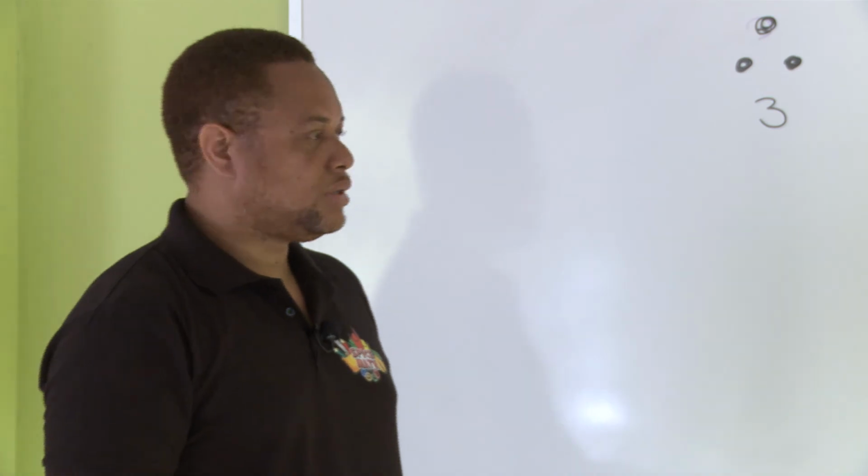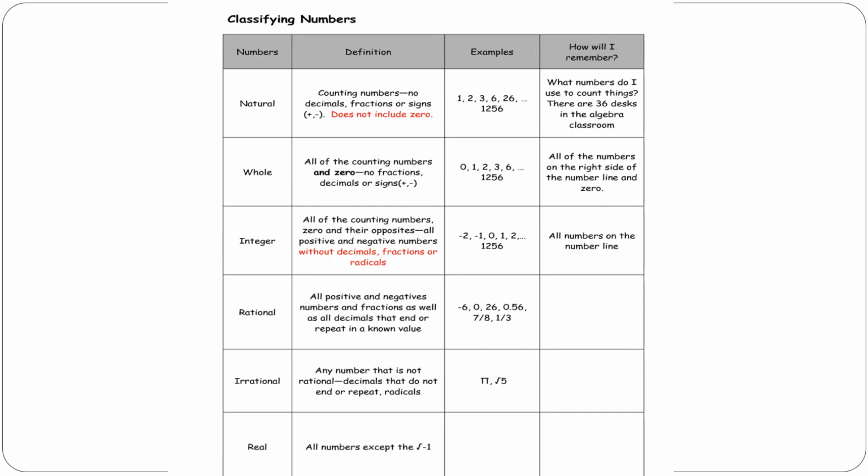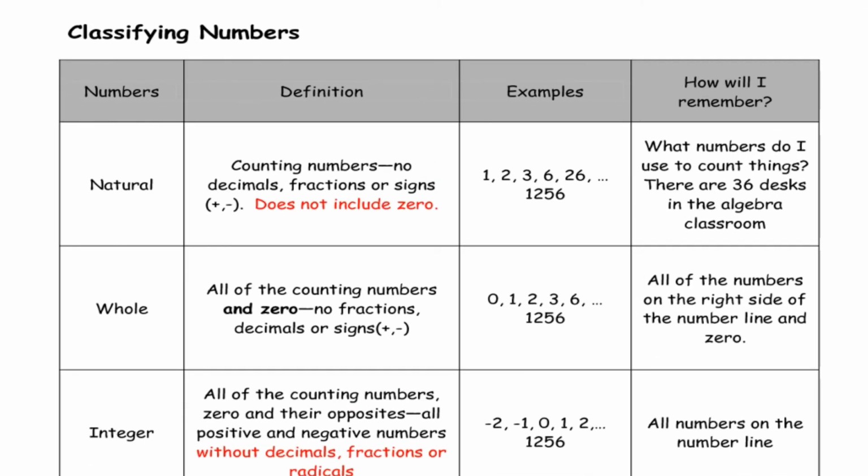Now we can summarize this in the form of a table. The table that you see there says natural numbers are counting numbers. No decimals, fractions, or signs. Does not include 0. Examples, 1, 2, 3, 6, 26, 1,256 are all natural numbers. How would you remember this? What numbers do I use to count things? There are 36 desks in a class. There are 50 students in the classroom.